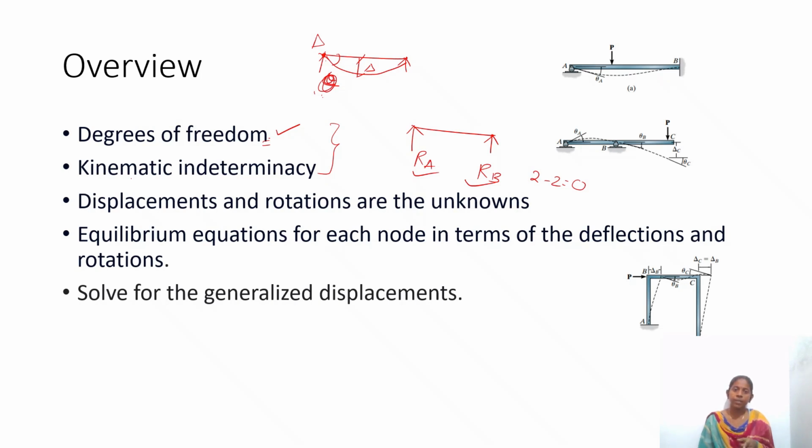So degrees of freedom is connected with the kinematic indeterminacy. The reactions and unknown moments are connected with the static indeterminacy. Static indeterminacy means reactions, unknown moments. Kinematic indeterminacy means number of rotations and deflections. You should be clear about this point, then we can continue to this methodology.